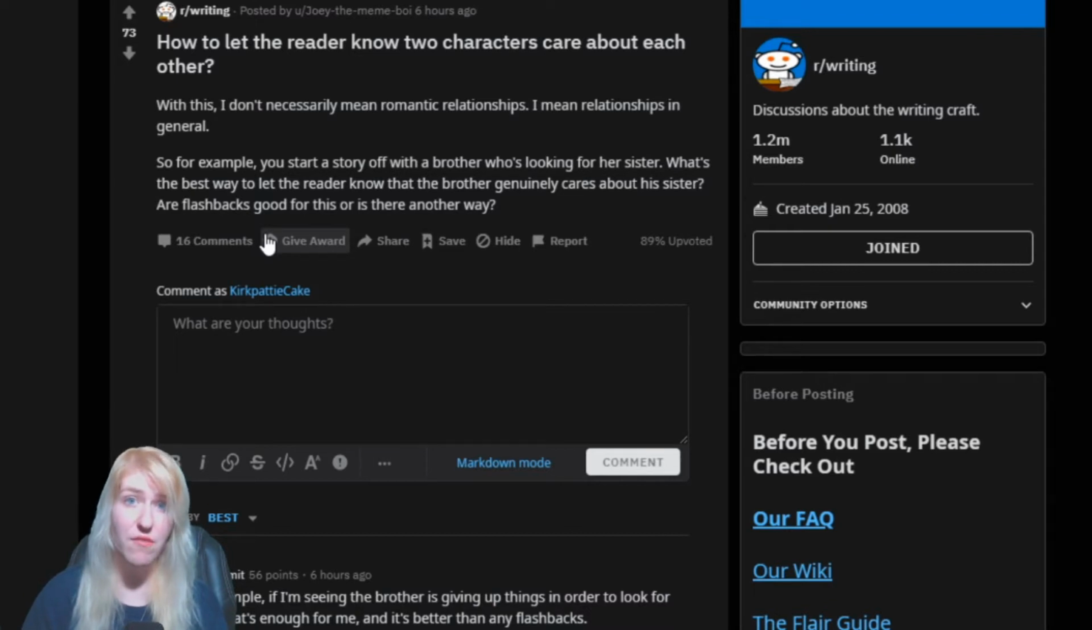The fact that he's looking for his sister, unless he does something dubious or makes it look like he's kind of a scumbag and the reason he's looking for her is for a scumbaggy reason, I think the reader is going to assume that the brother cares about the sister because he's looking. You don't need more than that.